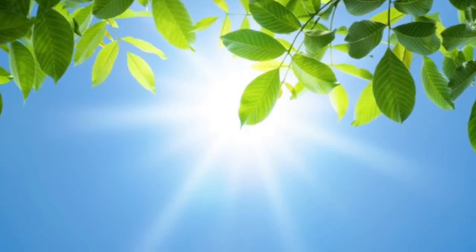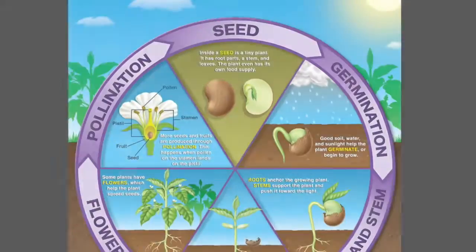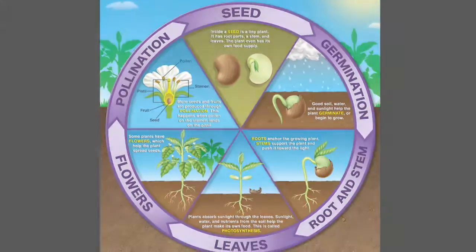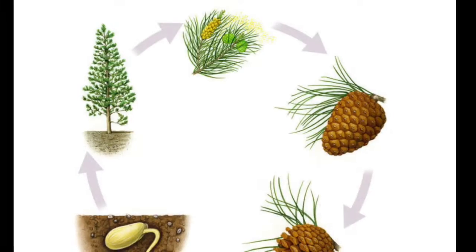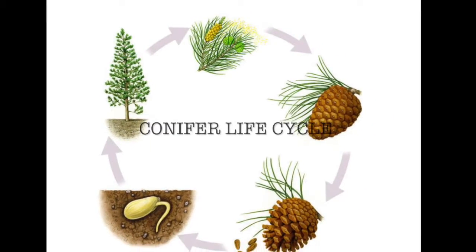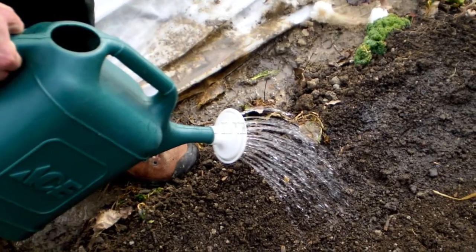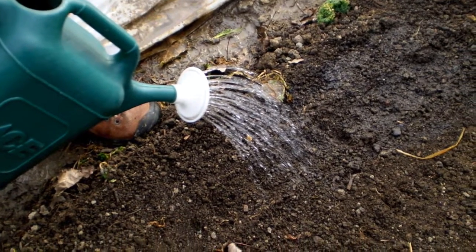Many plants go through similar stages during their life cycles, but plant life cycles can differ in important ways. For example, plants reproduce in different ways. Most plants make seeds that can grow into new plants. Some plants reproduce by making spores instead of seeds. Plants that reproduce in different ways have different life cycles.